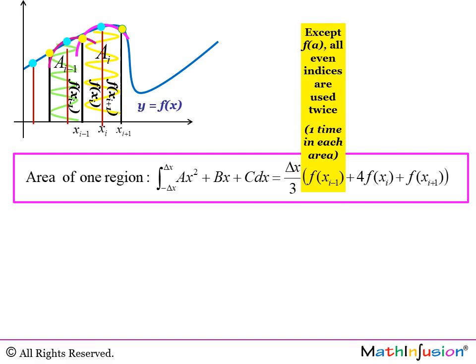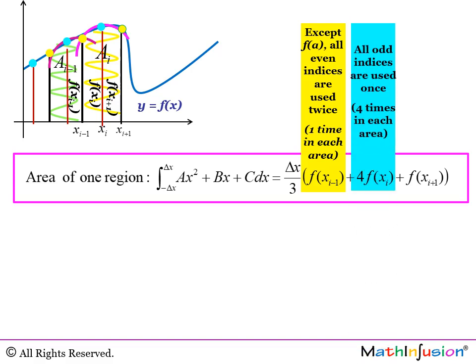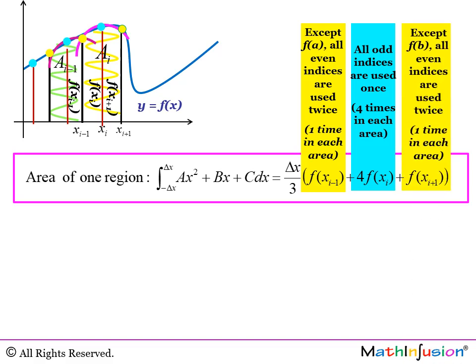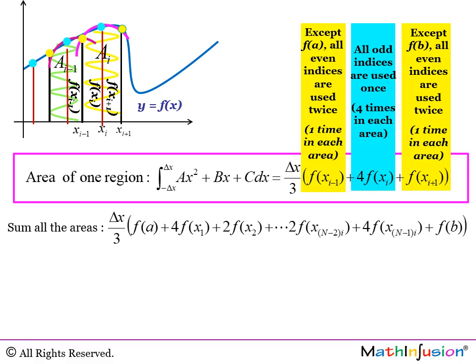Except the first one, except f of a, all the even indices are used twice, 1 time in each area. All odd indices are used only once, 4 times in each area. In this one, except f of b, all even indices are used twice, 1 time in each area. So when we sum all the areas, and the integral is between a and b, not just between negative delta x to delta x, we actually get the following.